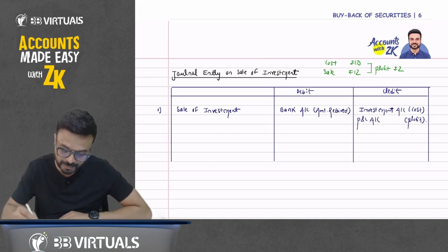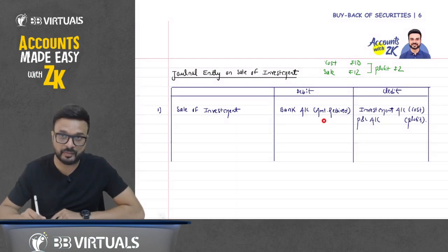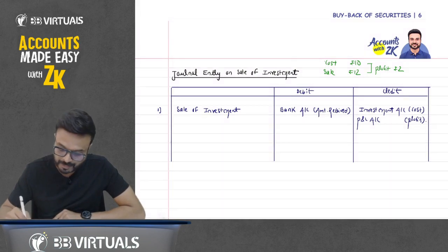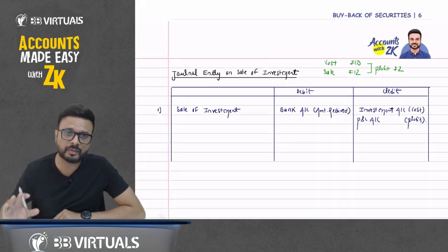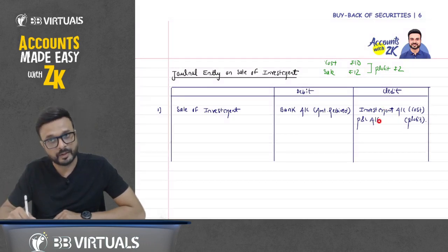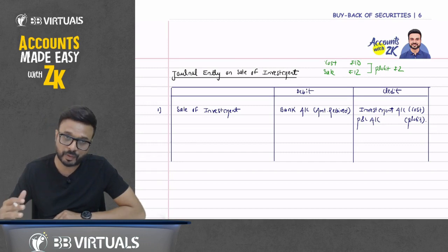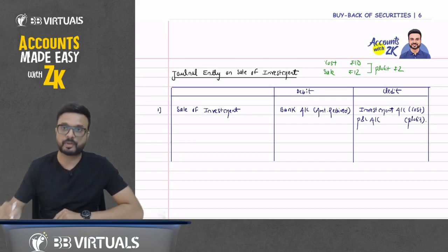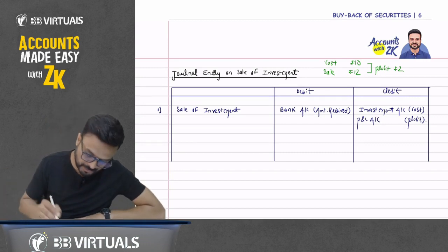Which account should be debited? Bank account, by the amount received. Which account should be credited? Investment account, with the cost, or if WDV, at whatever value it is recorded, and to profit and loss account, that is profit. So profit we credit to P&L account. So the profit part will be transferred to profit and loss account.